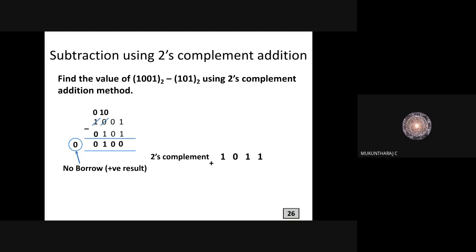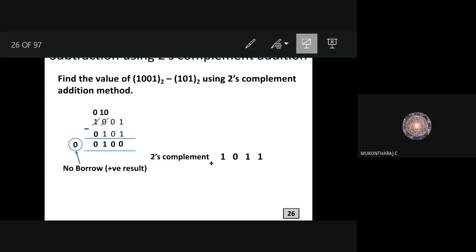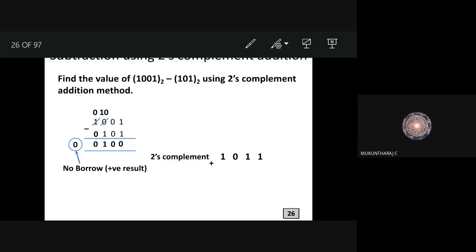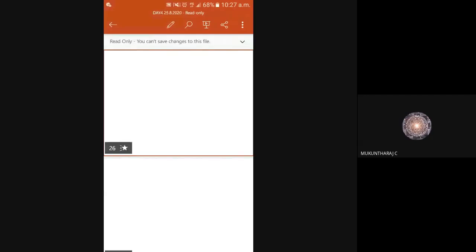Wait, I will stop the presentation. Mukund sir, is the screen visible now? Sir, the screen is black. Is it black? Okay, wait. Now it is visible, sir. Is it visible now? Okay. Visible, sir.